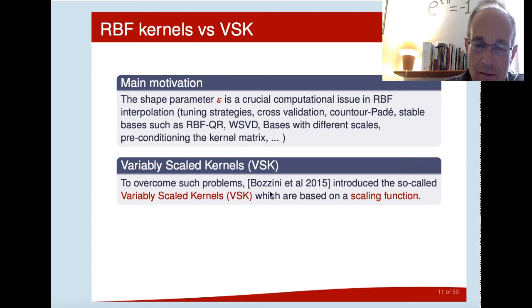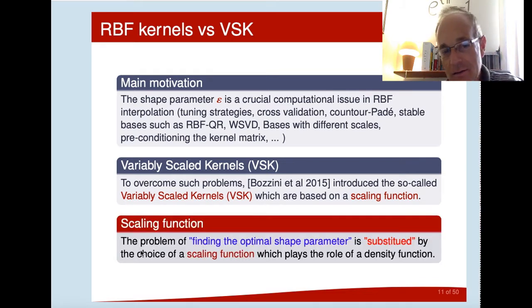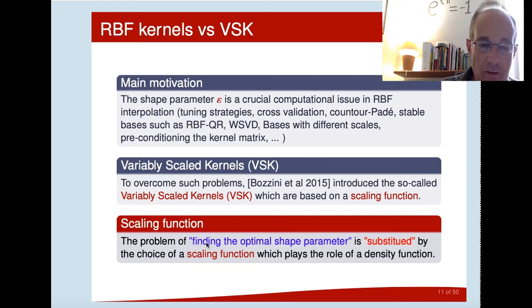Our idea is to focus on this paper. In this paper, whose reference you have in the bibliography that I put at the end of this lecture, by Bozzini and collaborators in the IMA Journal of Numerical Analysis from 2015, they introduced the so-called variably scaled kernels, which are based on a scaling function. So the problem that they solve is that finding the optimal shape parameter is now substituted by finding a suitable scaling function, which plays the role of a density function.